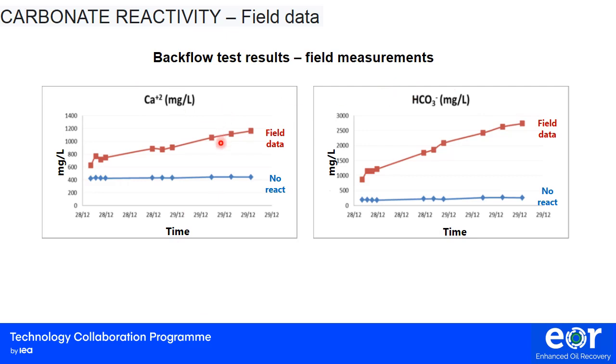The blue line represents a non-react case, which means those are the values we would expect for those ions if no reaction was happening in the reservoir. The red dots represent field data, which means that those values were measured during the test. We can see that there's a huge difference between the field data and the no-react case, showing that calcite dissolution was real under reservoir conditions.